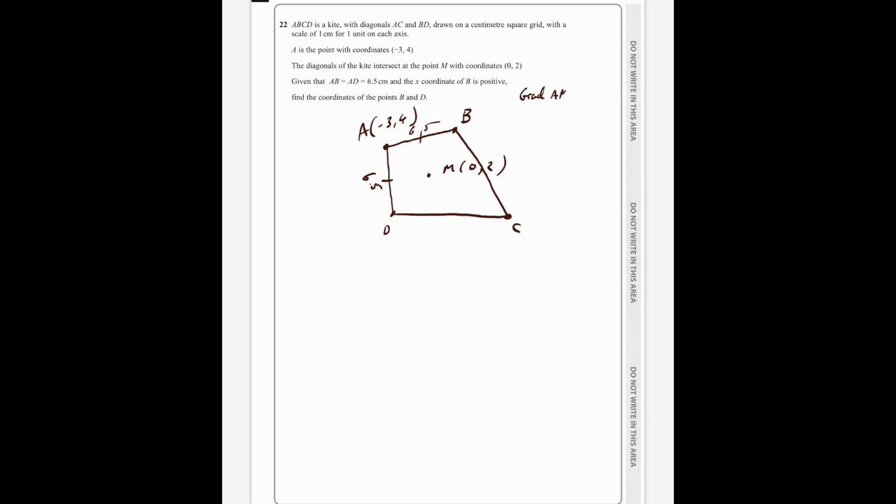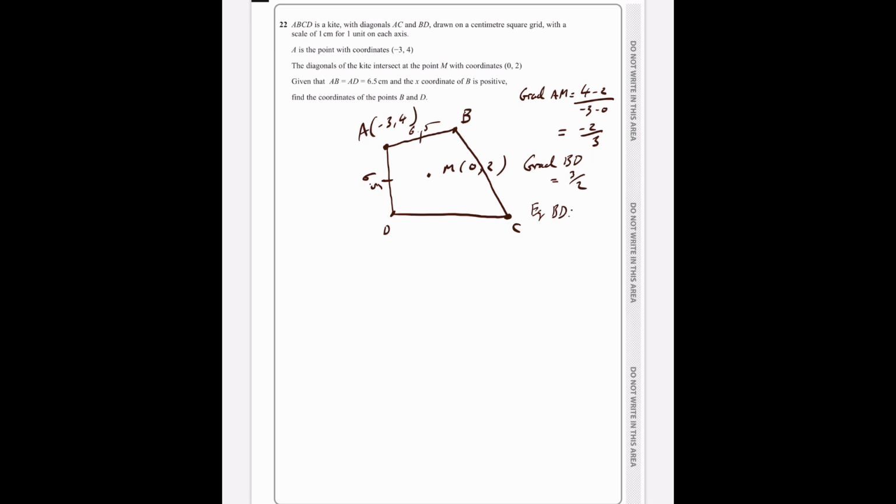Okay, the gradient of the line passing through A and M, well, we have the coordinates of A and M, so we can use the formulas. (4 minus 2) over (minus 3 minus 0) gives us a gradient of minus 2/3 for the line passing through A to M. Therefore, the gradient of BD is perpendicular to that gradient, so it's a negative reciprocal, which comes out as 3 over 2.